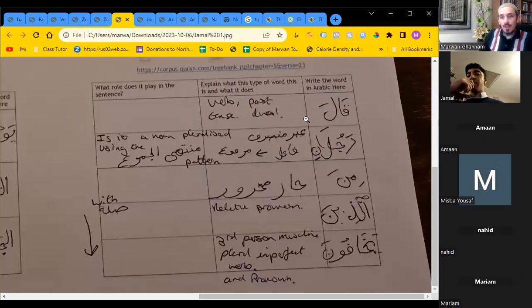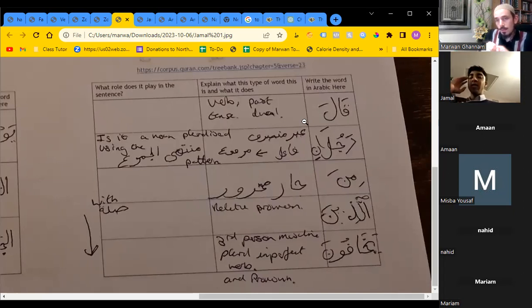I haven't taught you this, but the answer is the original was qawala, because it's qaf waw lam. But there's a rule that if you have a waw and it's got a fatha on the letter before it, it converts to an alif. That's how it becomes qala. So when you see qala, you should in your mind map it to nasara, so you know it's male, singular, third person, active.